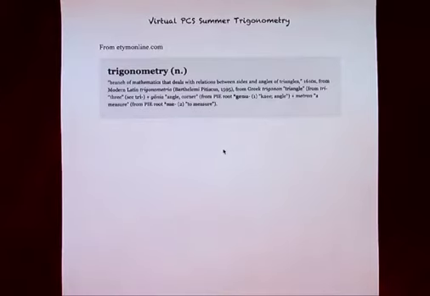Let's go ahead and get started with a couple of just foundational issues. And the first thing that we need to talk about, of course, is what trig is. And sometimes that's sort of overlooked. It's kind of important to know what it is that we're doing and why.